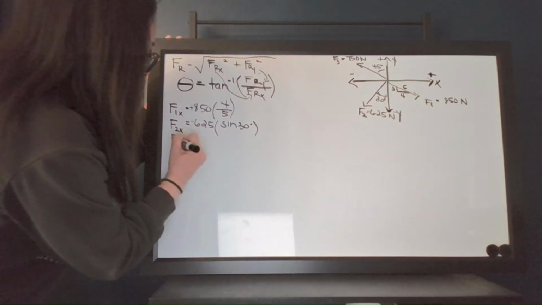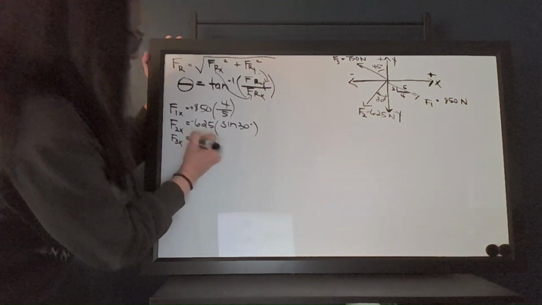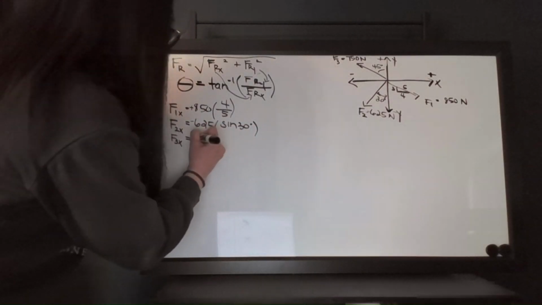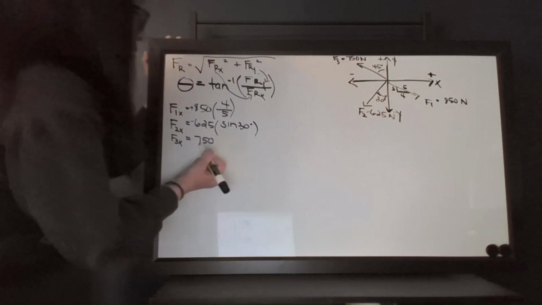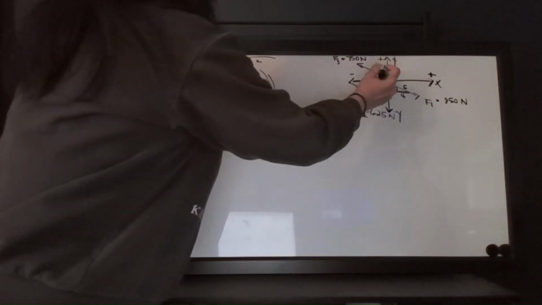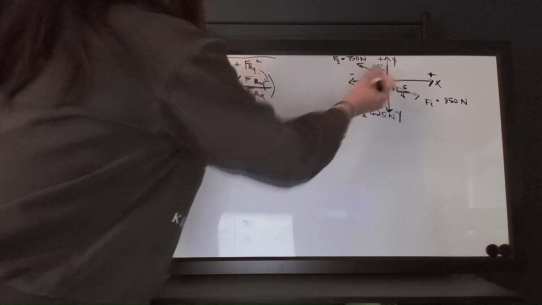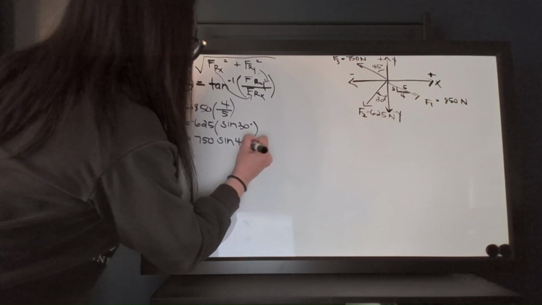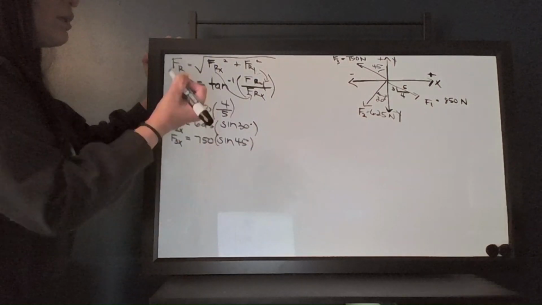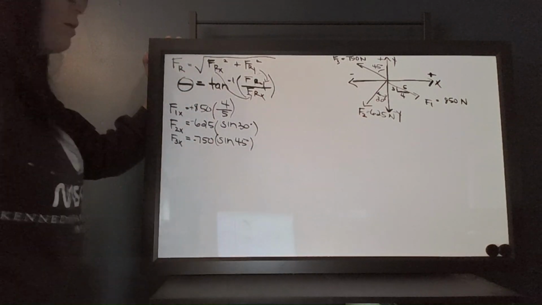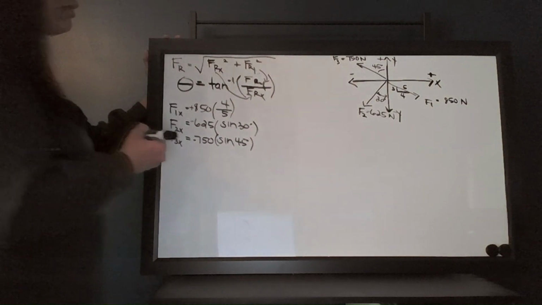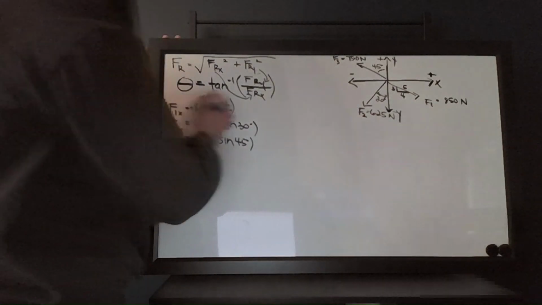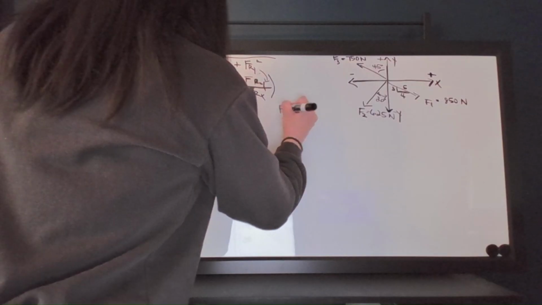Moving on to the last component of x. We're given 750 newtons. So 750 times, and again, measured from the y-axis, that's actually going to be sine 45 degrees. And that's also negative. Hope you're following along. We're going to do the y direction next, and I'm going to put it side by side so you can see and compare it.